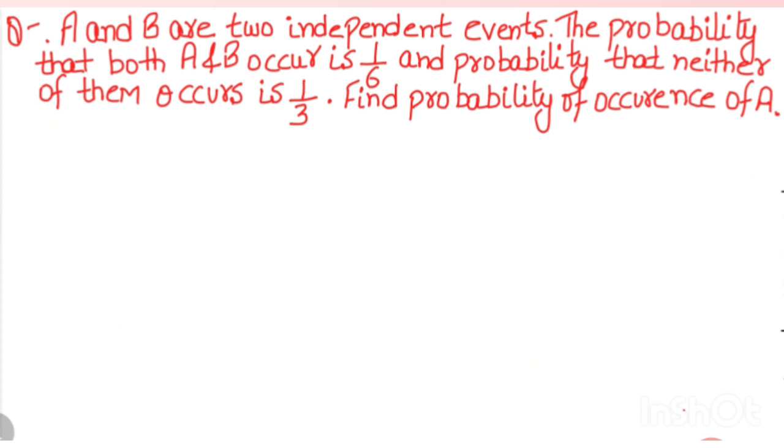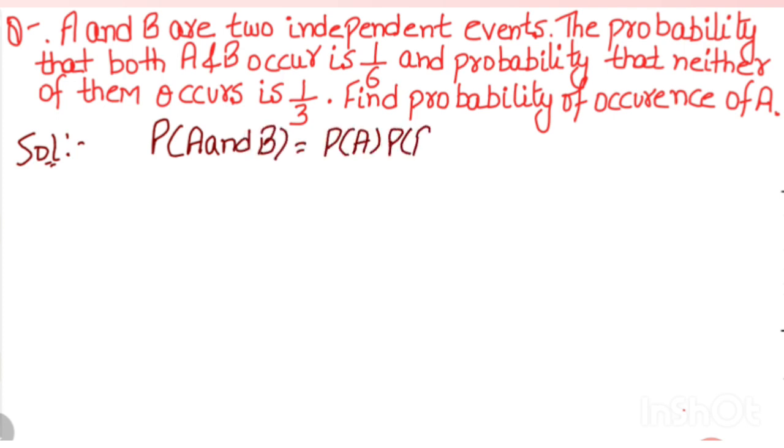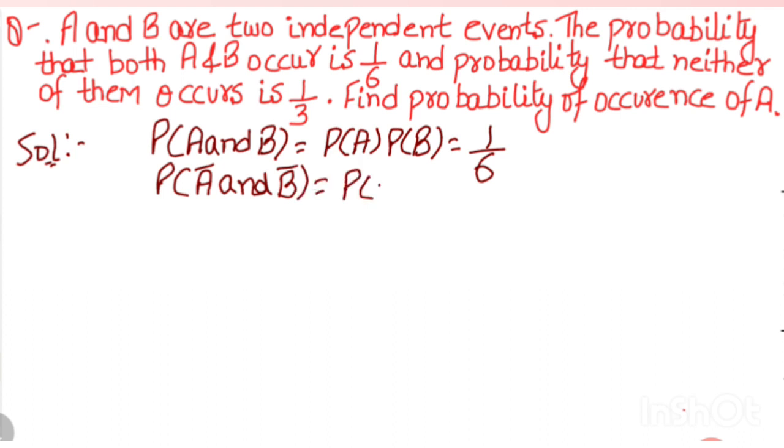Now next one is A and B are two independent events. The probability that both A and B occur is 1 by 6. Okay, now since they are independent events, then probability of A and B equals probability of A multiply probability of B equals 1 by 6. Now the probability that neither of them occurs, that means neither A occurs nor B occurs. Okay, again it will be equal to product of their respective probabilities, which is equal to 1 by 3.